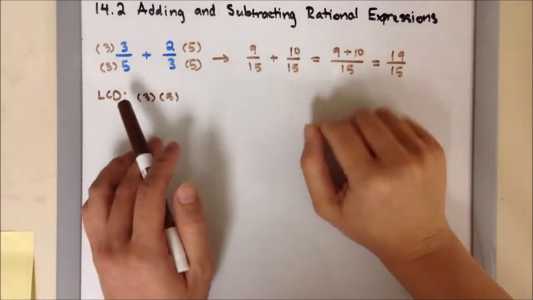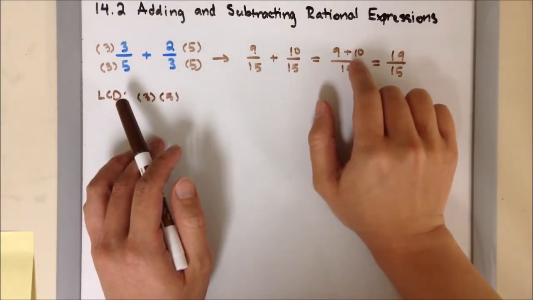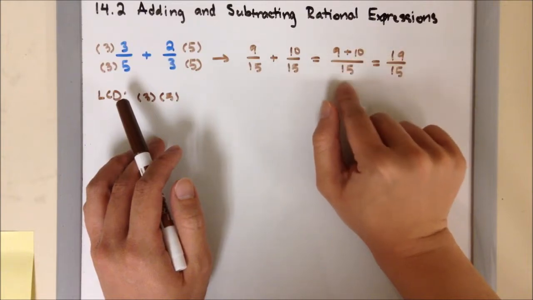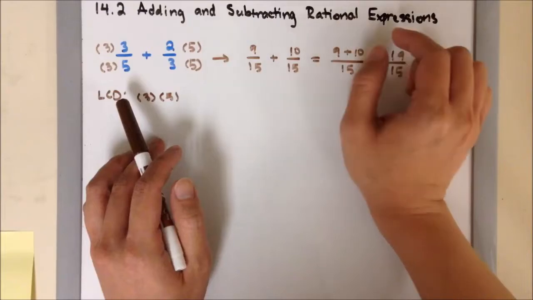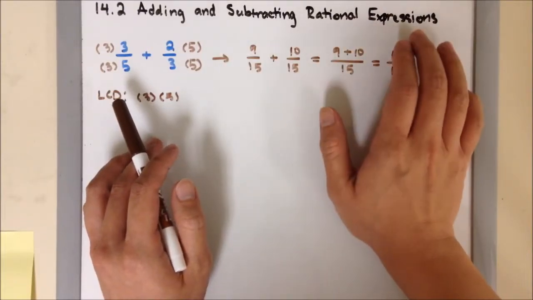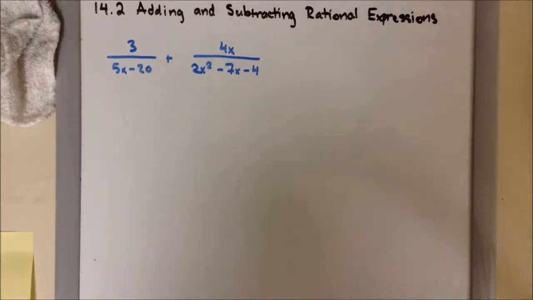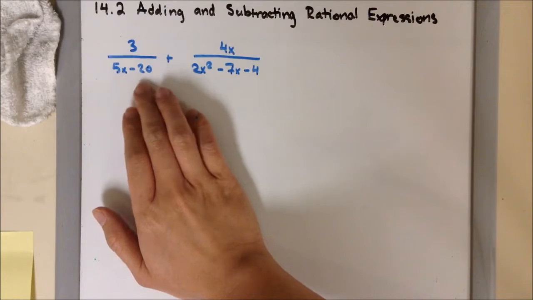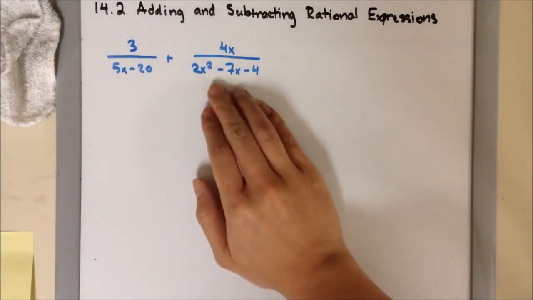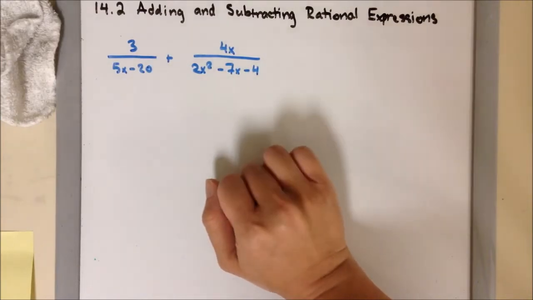Once you get a common denominator, the only thing we're going to focus on is combining the numerators. So with this fraction, we did 9 plus 10. With rational expressions, we're going to combine the expressions together. In this example, our first fraction is 3/(5x minus 20) plus our second fraction, 4x/(2x squared minus 7x minus 4).